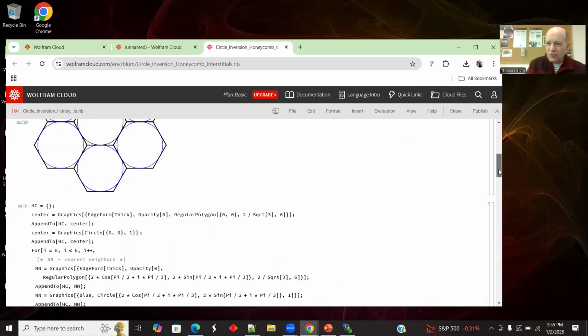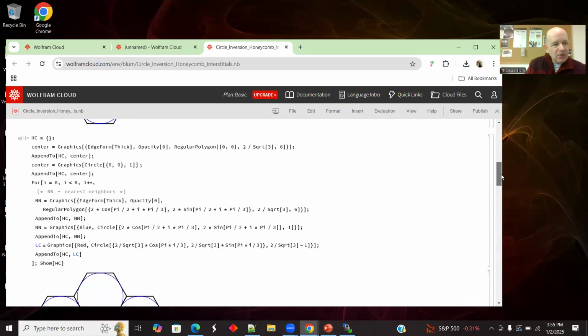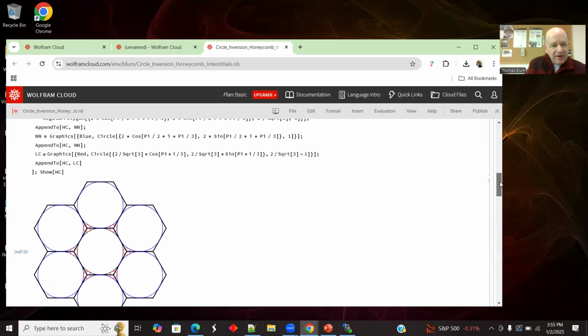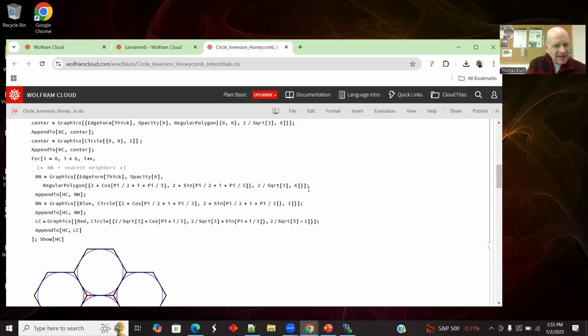And then those, when I do a circle inversion, they're going to be the circle I want. Okay, so here's all my code here. And I've added these little red circles. Okay, so that's these LC, the little circles. And they're the red ones.